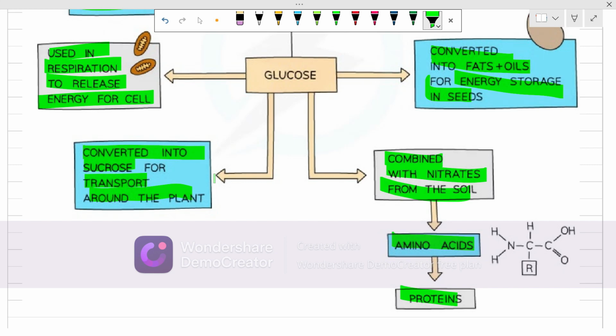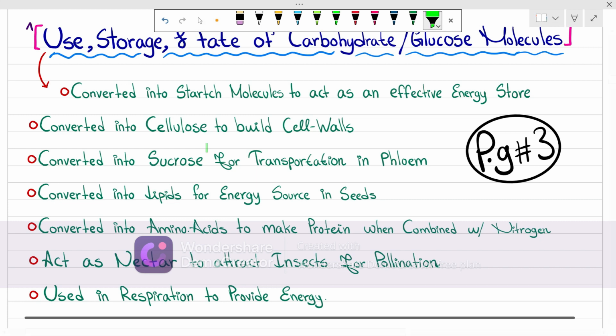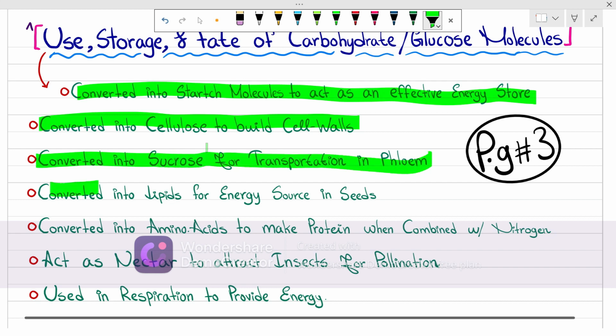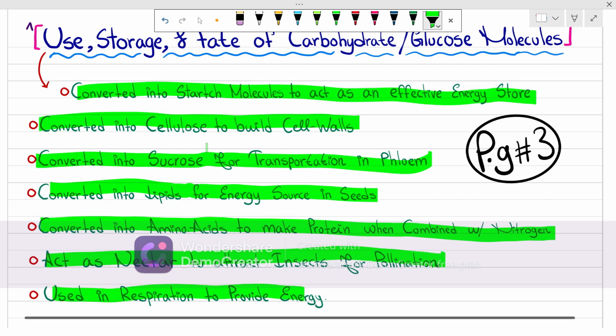Amino acids and proteins. So this is in words. It's converted into starch molecules to act as an effective energy store. It is converted into cellulose to build cell walls of the plant. It's converted into sucrose, a type of sugar which is transported in the phloem. It's converted into lipids, a type of fat for energy stores in seeds. It is converted into amino acids to make proteins when combined with nitrogen for growth. It acts as a nectar to attract insects for pollination, and it is used in respiration to provide energy.